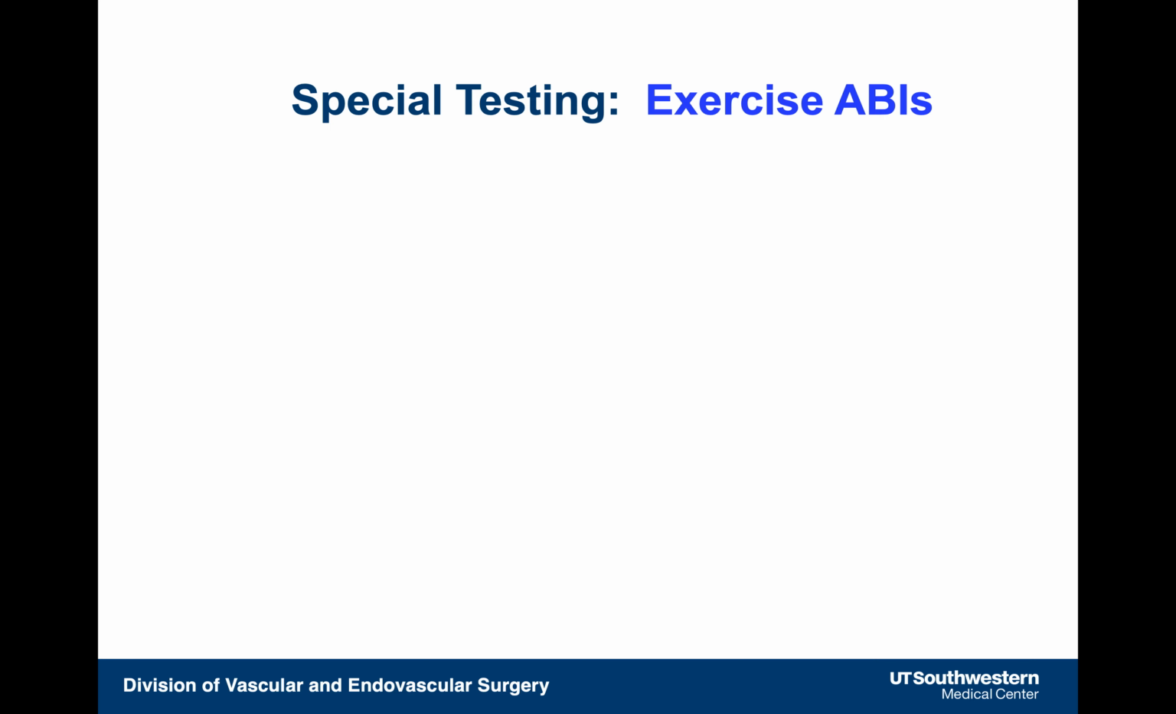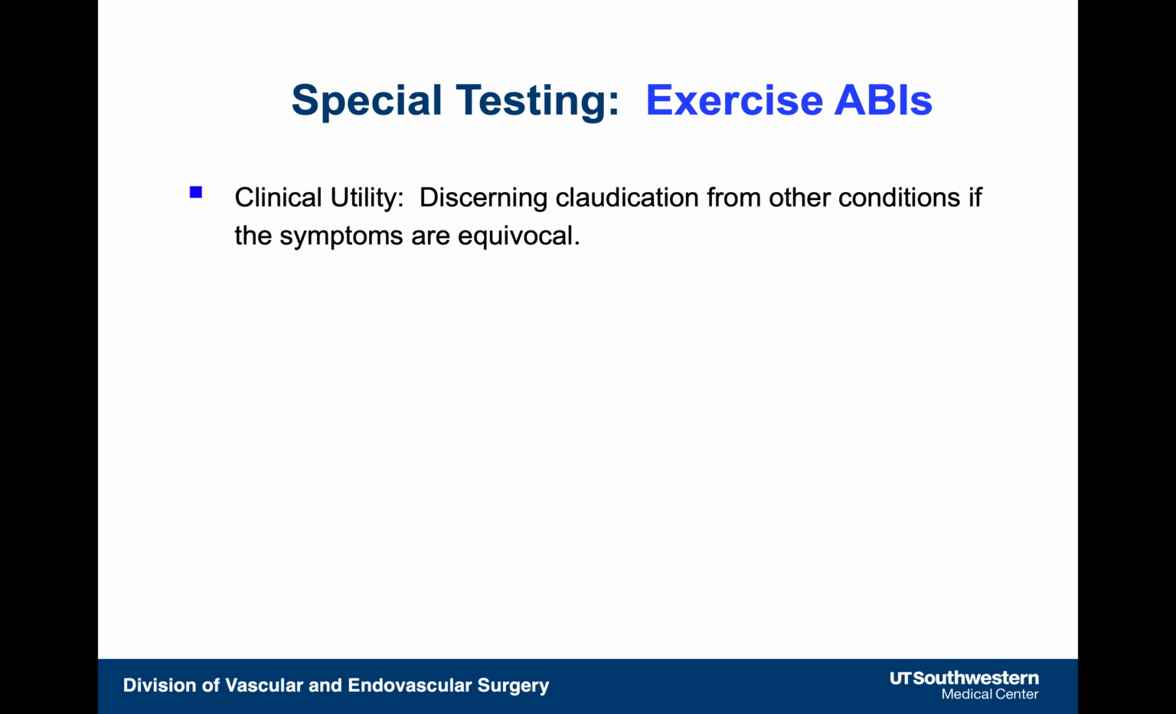Okay, one last special test, and that's exercise ankle brachial indices, before we launch into some examples. The clinical utility of exercise ABIs is discerning claudication from other conditions when the symptoms are equivocal. I think we've all seen a patient who comes in with leg pain with ambulation, and the question is, is it really vasculogenic claudication? Is it neurogenic claudication? Or is it something altogether different? And this is where exercise ABIs can be helpful.